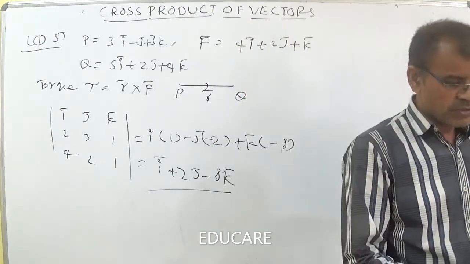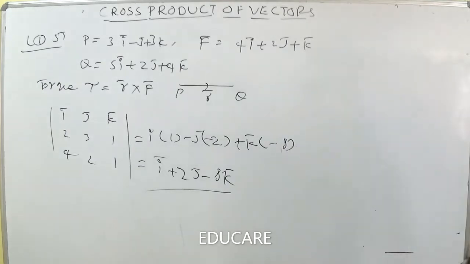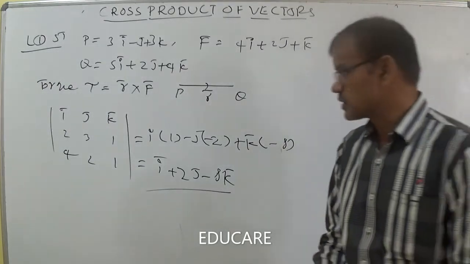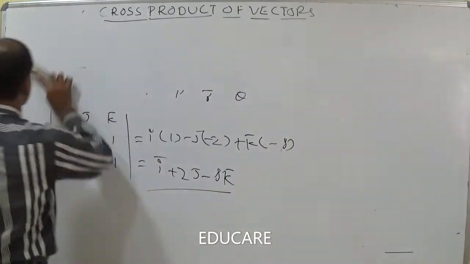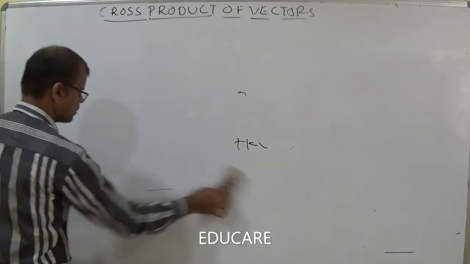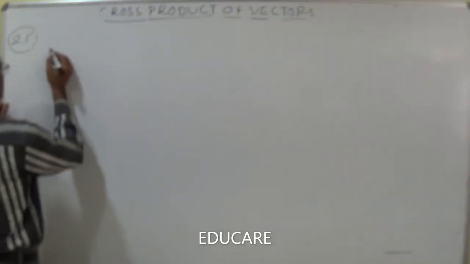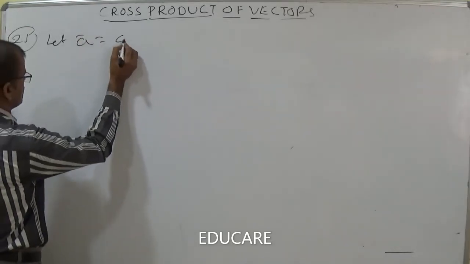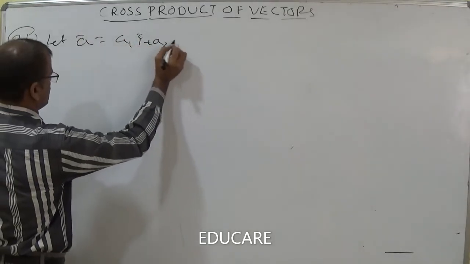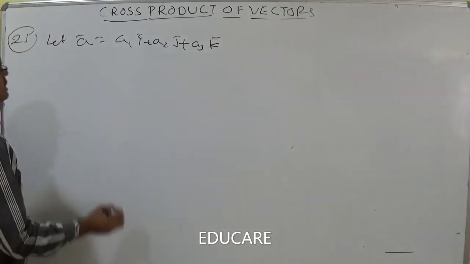Next, the theory bits: right hand system, left hand system, everything we discussed. A small sum we want to discuss, with a notation which is important for the exam. The notation of A cross B I said. This is the 25th last concept. Let A bar be equal to the general notation A1 i plus A2 j plus A3 k.